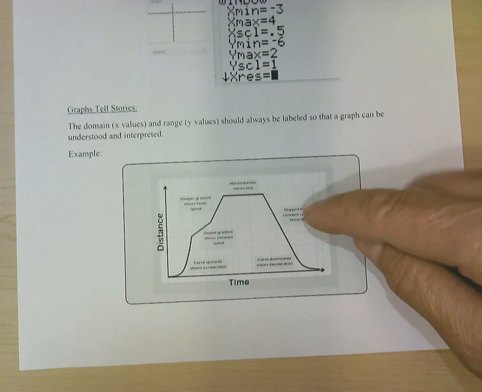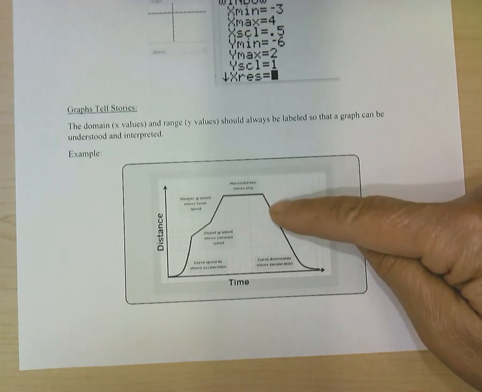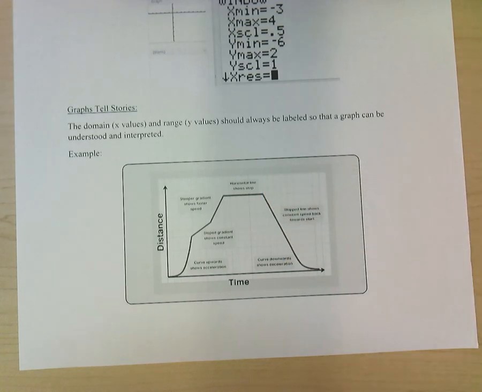So the distance is getting smaller and smaller as time increases. So graphs can show a lot of different things, and reading the graphs, I think, is a useful skill.